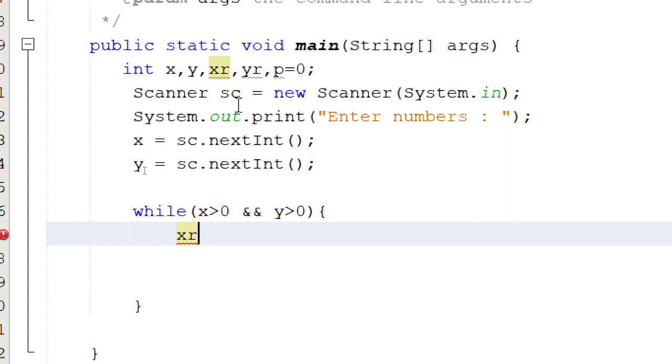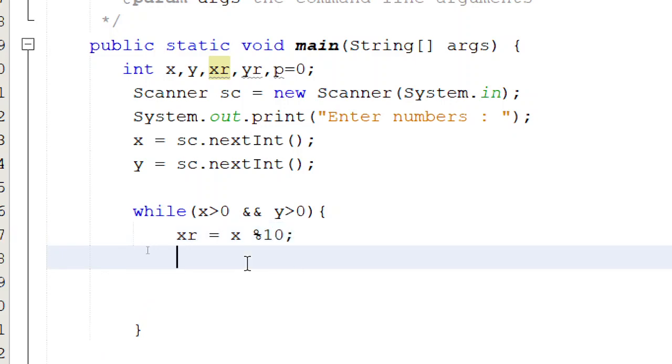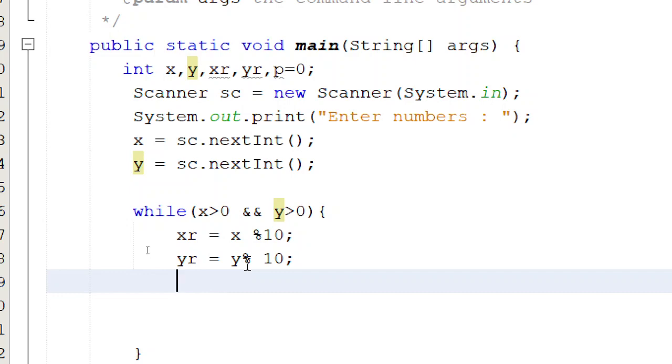First of all, let's get the remainder of x. How do you get the remainder of x? x mod 10. You get the remainder of x. Similarly, you get the remainder of y. How do you get the remainder of y? yr is equal to y mod 10. You get the remainder of this. Get the product of this and then make the sum. So p is equal to old value of p. Initially old value of p is 0. So if you add something to 0, the answer is 0. But what we are supposed to do is multiply the remainder xr into the remainder yr. This is what we have done.